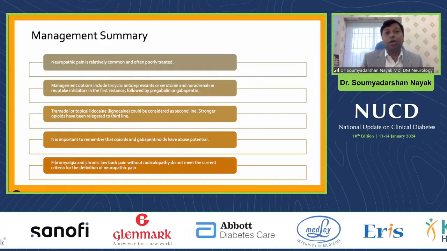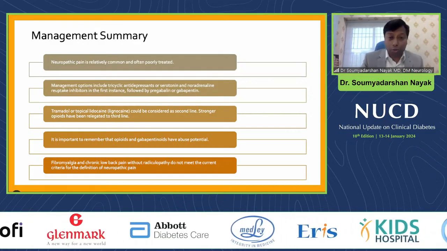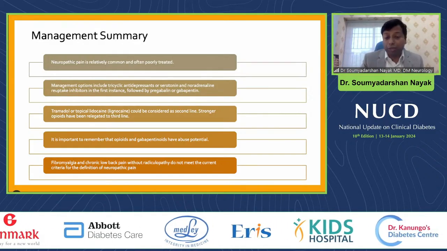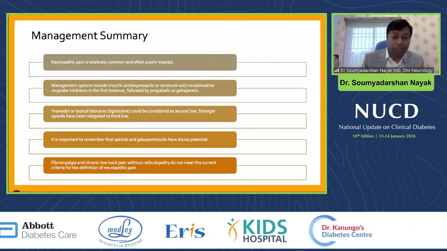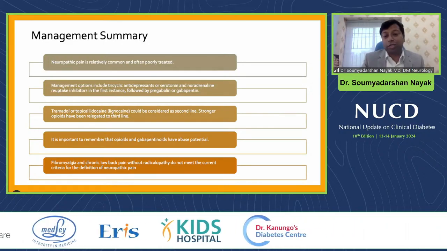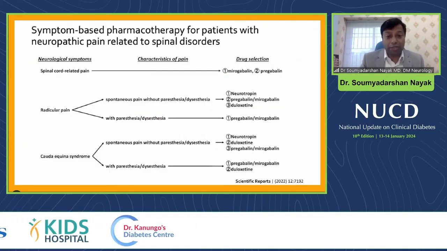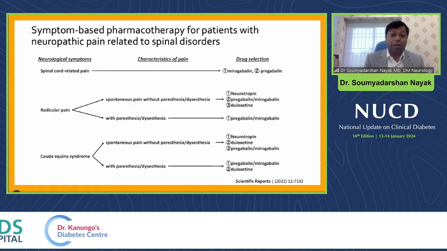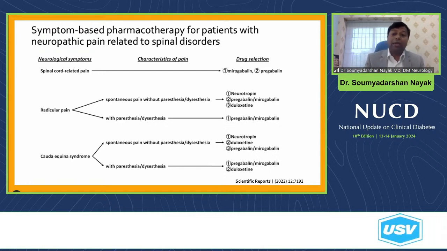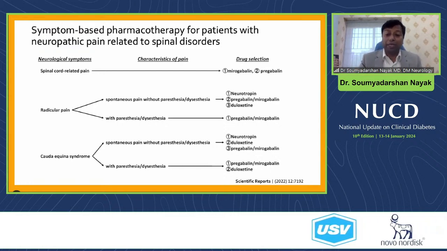Third line drugs are required if the patient is not responding, but it is better you refer to a pain specialist. Neurologist help comes when you have atypical symptoms or signs, and in cases where there is radicular pain or cauda equina involved, then you can use combinations.